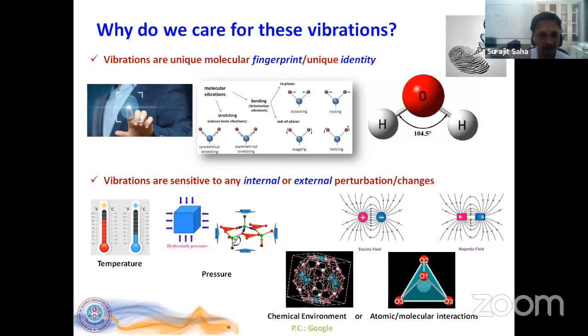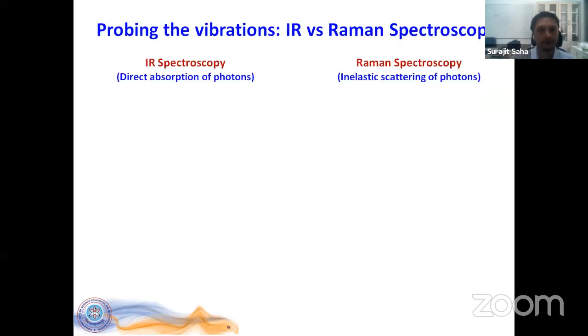Because of these two points that I mentioned, the fingerprint and the sensitivity to perturbation, these techniques can be used for very in-depth investigations in various sectors. Now let's look at how we probe these vibrations. As the title of the topic says, we're talking about IR and Raman spectroscopy. These are not the only two techniques one can use to probe the vibrations. There are several other techniques as well.